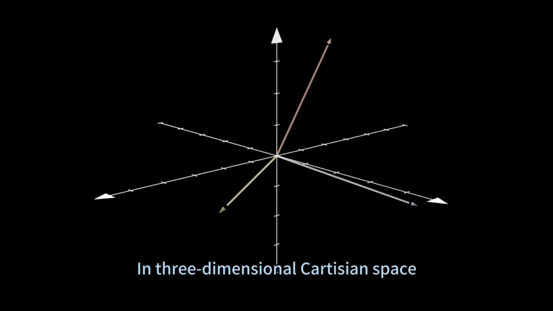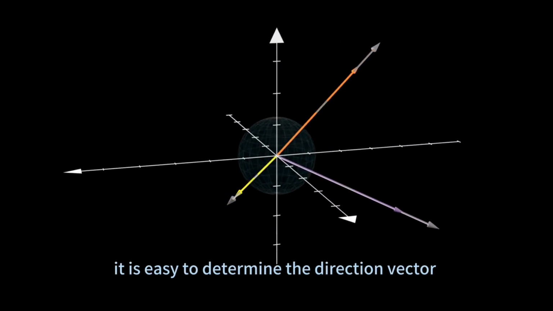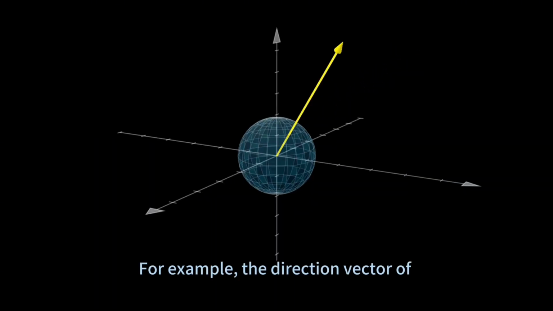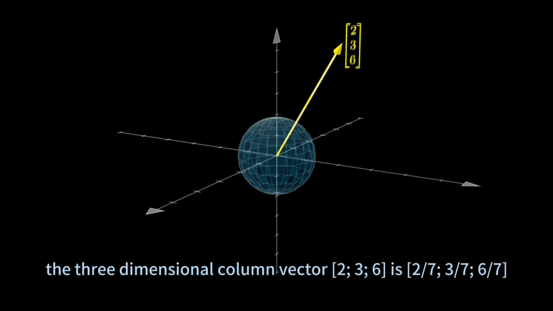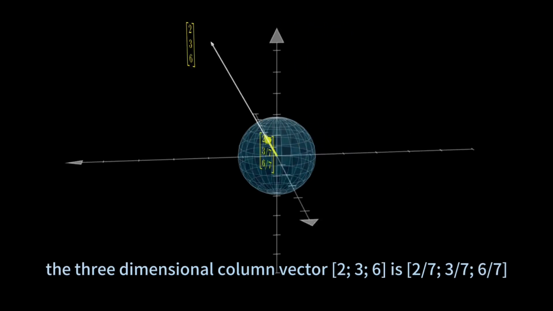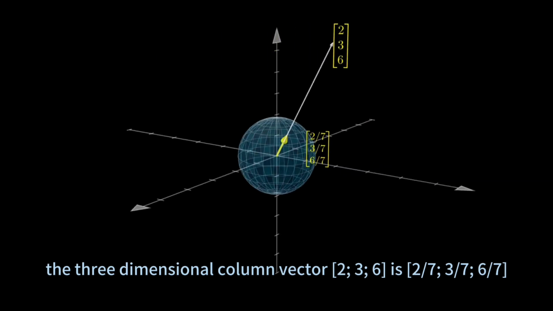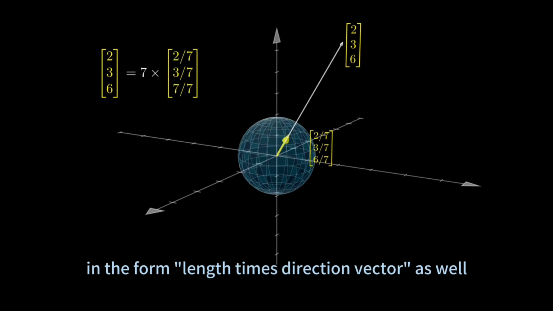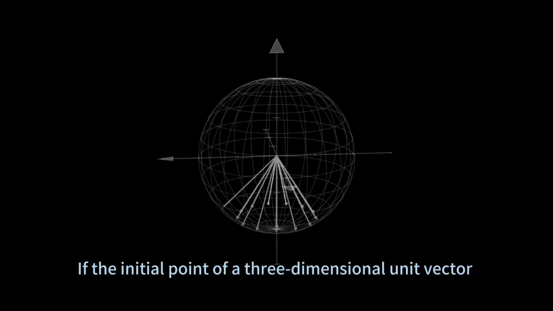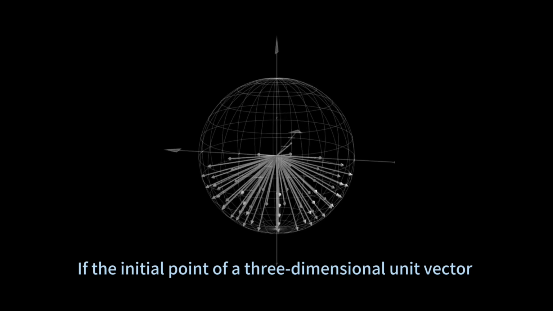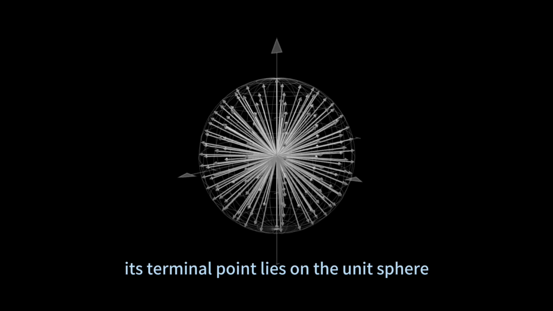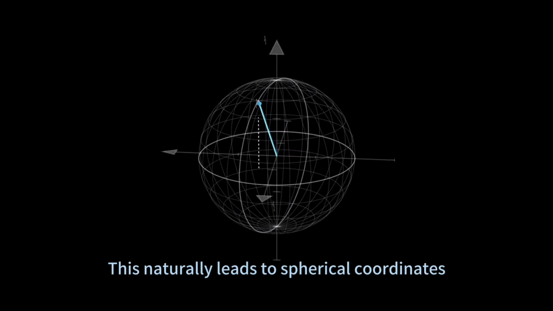In three-dimensional Cartesian space, it is easy to determine the direction vector of any non-zero three-dimensional vector. For example, the direction vector of the three-dimensional column vector [2, 3, 6] is [2/7, 3/7, 6/7]. Similarly, the vector [2, 3, 6] can be expressed in the form length times direction vector as well. If the initial point of a three-dimensional unit vector is at the origin, its terminal point lies on the unit sphere. This naturally leads to spherical coordinates.